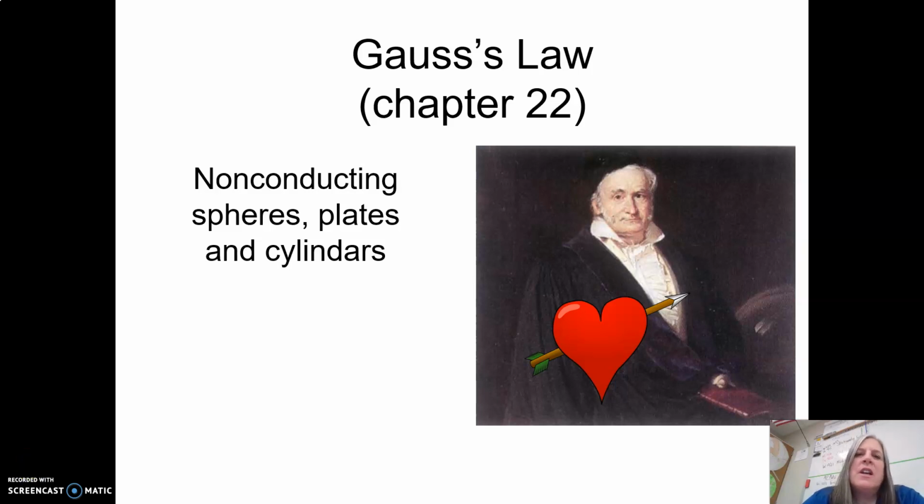In this video, we're going to look at Gauss's law for non-conducting spheres. We'll do the plates and the cylinders in separate videos.